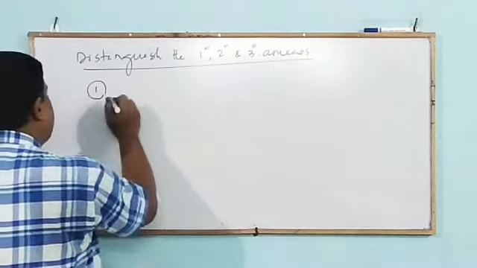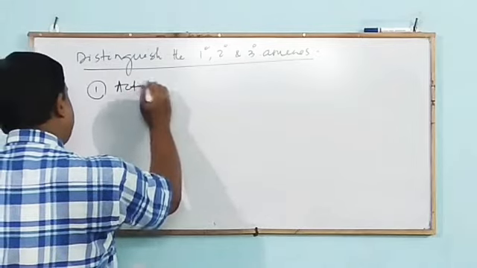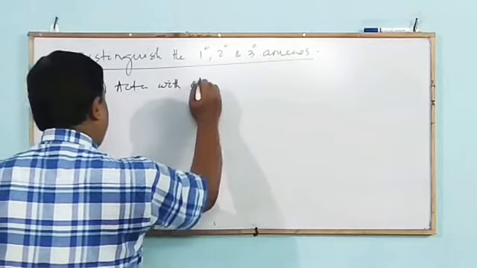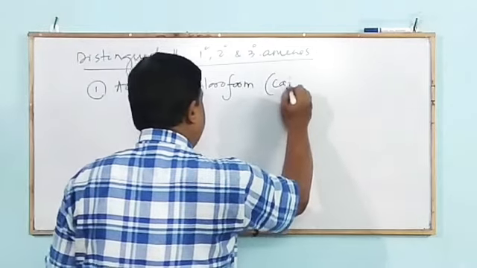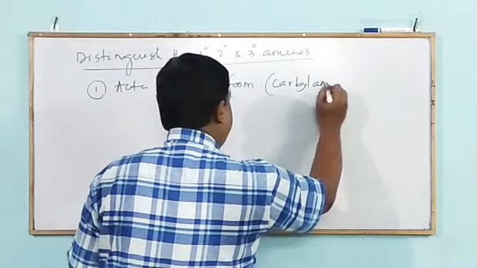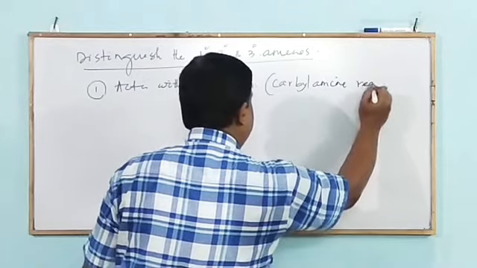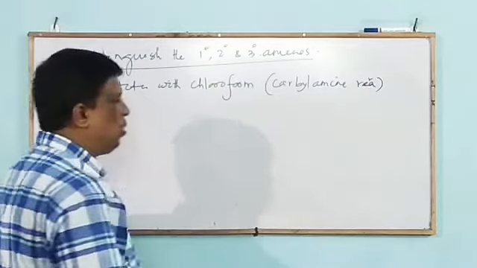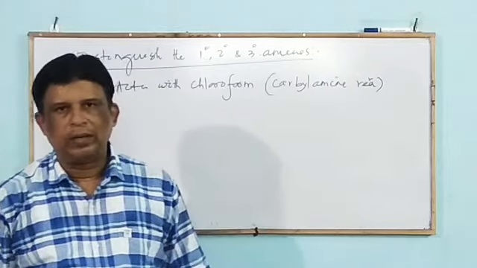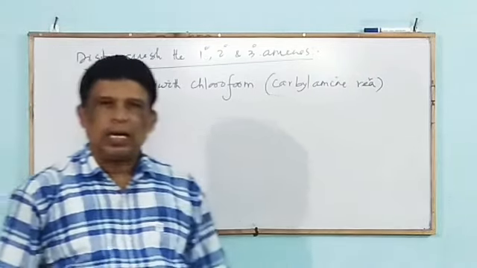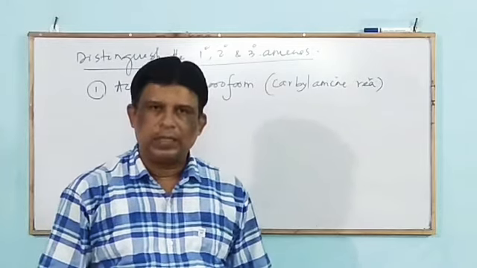The first one is the reaction with chloroform, that is the carbylamine reaction. The carbylamine reaction was already covered. It is an important reaction to identify primary amine by formation of alkyl isocyanide, which has a very unpleasant smell.